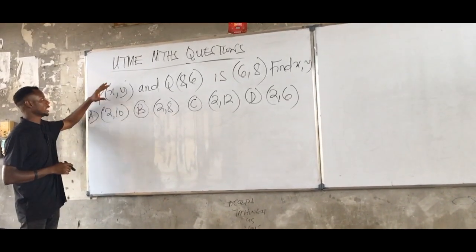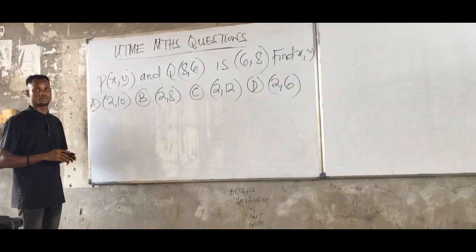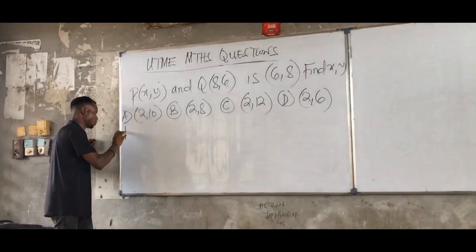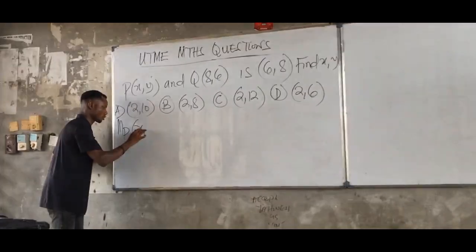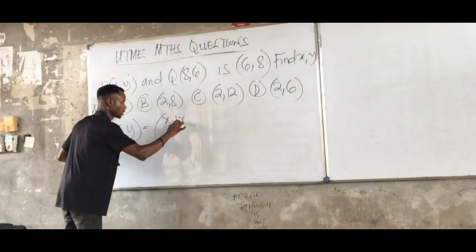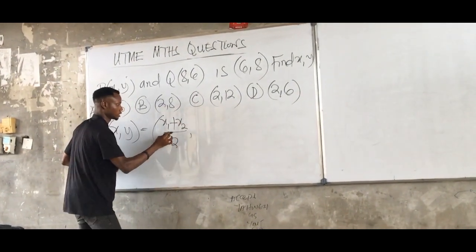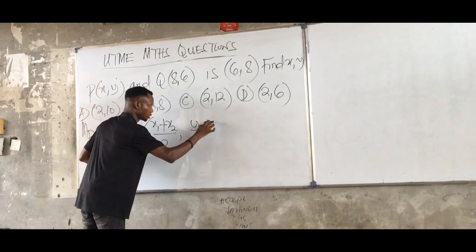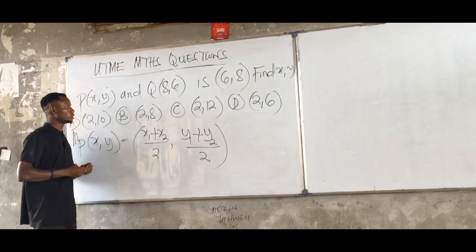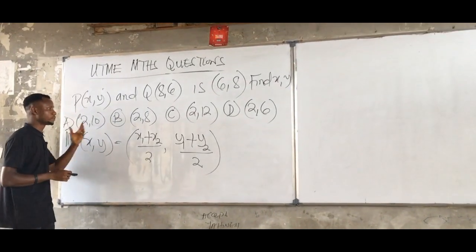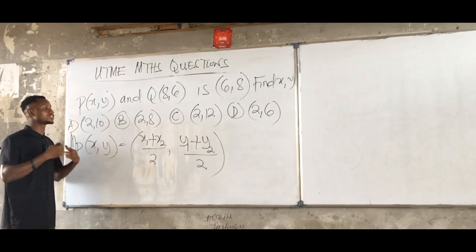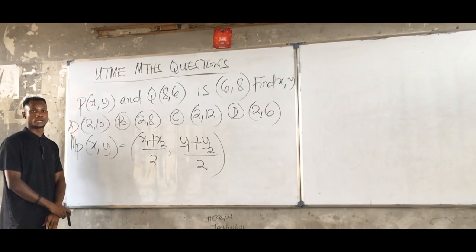Now this question is focusing on midpoint, and we know the formula for midpoint. The formula for midpoint of x, y is x1 plus x2 over 2, and y1 plus y2 over 2. This is for midpoint here. But listen to me, please. If the midpoints are given to us, we can easily write this down. But if it's not given to us, you can just solve what you are asked to calculate.